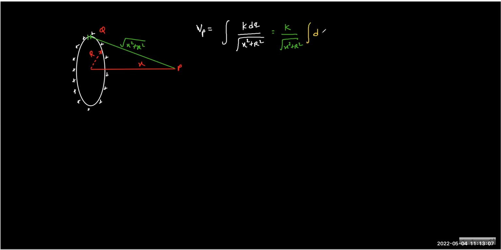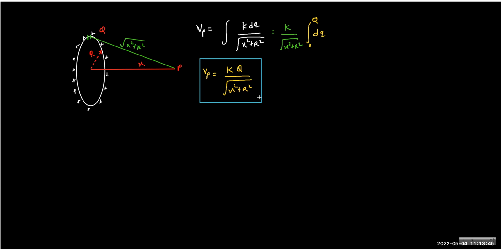A simple integration of dq will give you q only. Understand? Yes, sir. So the potential at point P will be kQ by under root x square plus r square. So here, does the charge distribution matter, yes or no? No, sir. Anywhere the charge can be distributed because the distance is constant. Every point on the ring has the same distance, so the distribution will not matter whenever the distance is same.